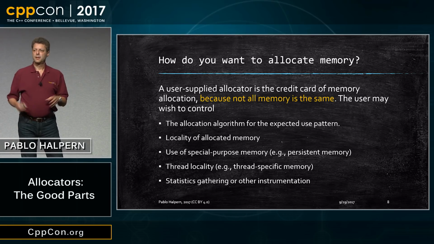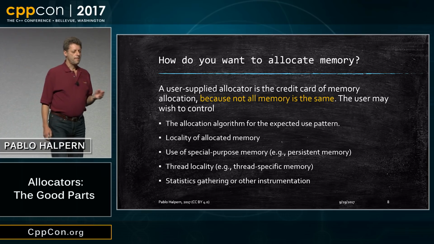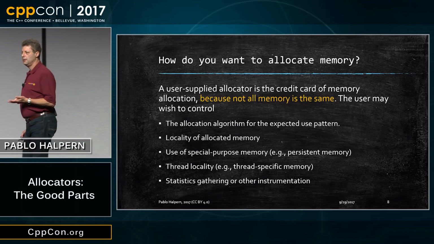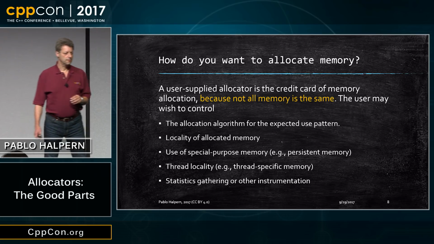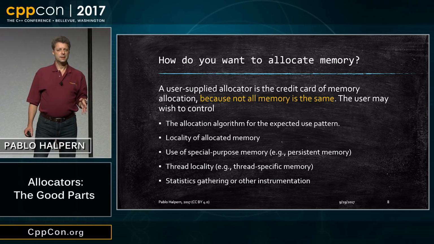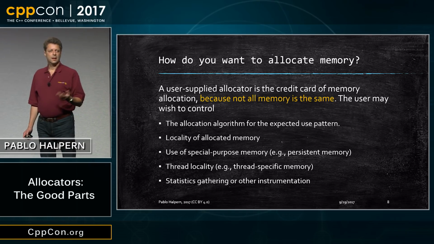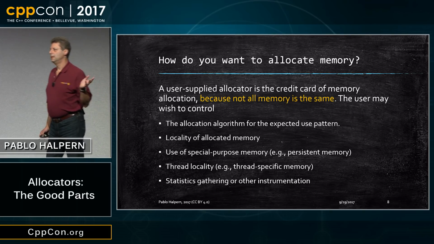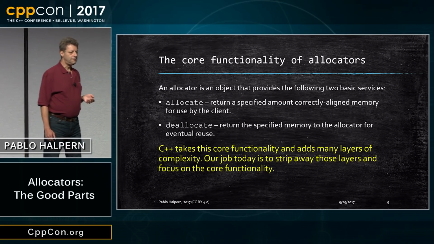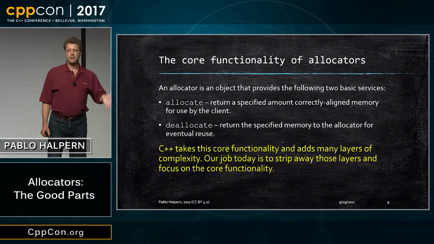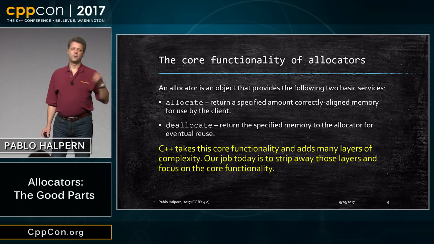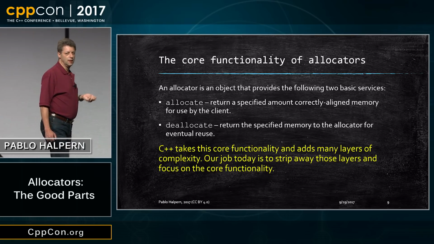You may want to keep similar things together in memory for locality purposes. Special purpose memory is becoming bigger and bigger: persistent memory, high bandwidth memory, things that may be either limited or have very special characteristics. Thread locality: if you know that your whole application is running in one thread, or that all of the allocations and deallocations come from the same thread, you'll save overhead by using a thread-local allocator. And one we'll be talking about more today is statistics gathering and other kinds of instrumentation, so you know what's happening with your memory. The core functionality of an allocator, though, is simply to allocate and deallocate memory. Give me some memory, here's the memory back. And of course, if you don't give the memory back, you're not being a very good citizen, although there are situations where it doesn't really matter.